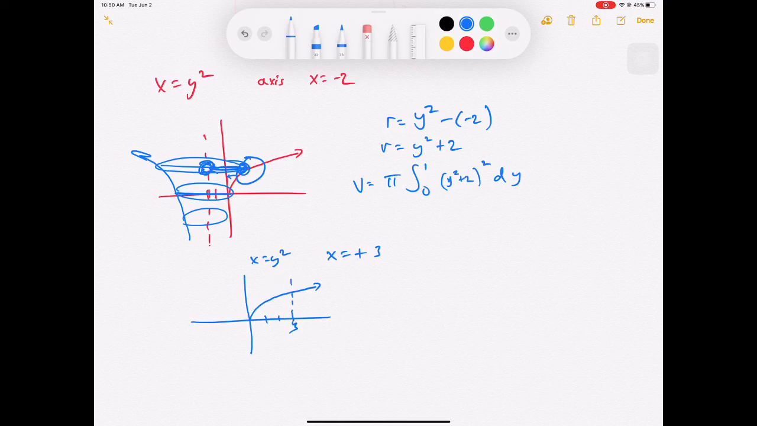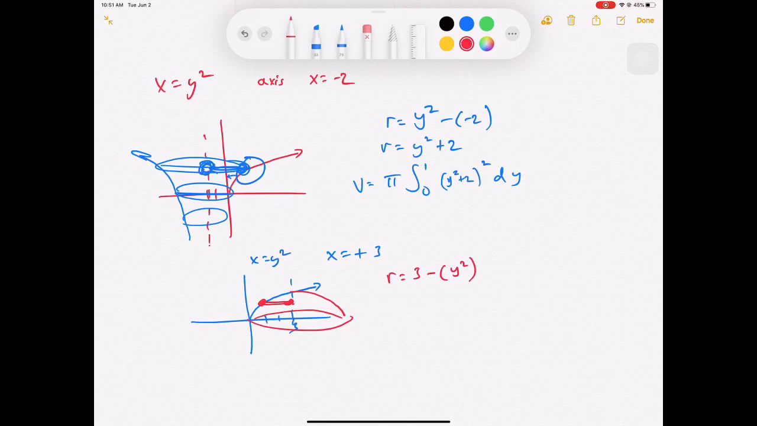Now, just like what we said before, we want to find the radius, and the radius is this distance from here to here. Because when I spin it, it's going to end up with this bowl-looking thing, a contact lens looking thing. So what is this radius here? Well, we said it's going to be right minus left. R is equal to 3 minus, and that function is going to be y squared.